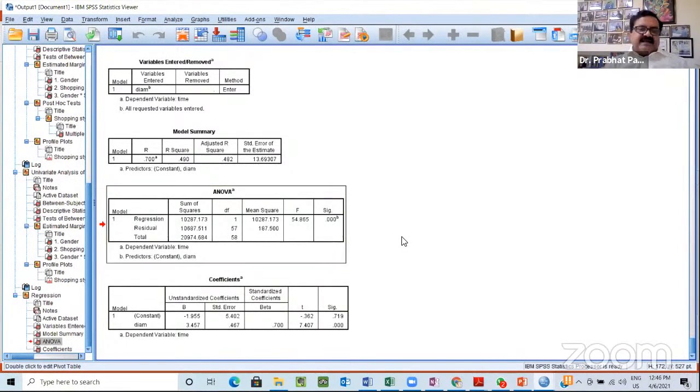Now, how this F is calculated is by dividing the first figure by the second figure. So 10287 divided by 187 is going to give you 54. So 54 is your F. What is it that we actually look at in the F test? What is this F test all about? Anyone who can throw some light on the F test? Why do we use it? What is it?